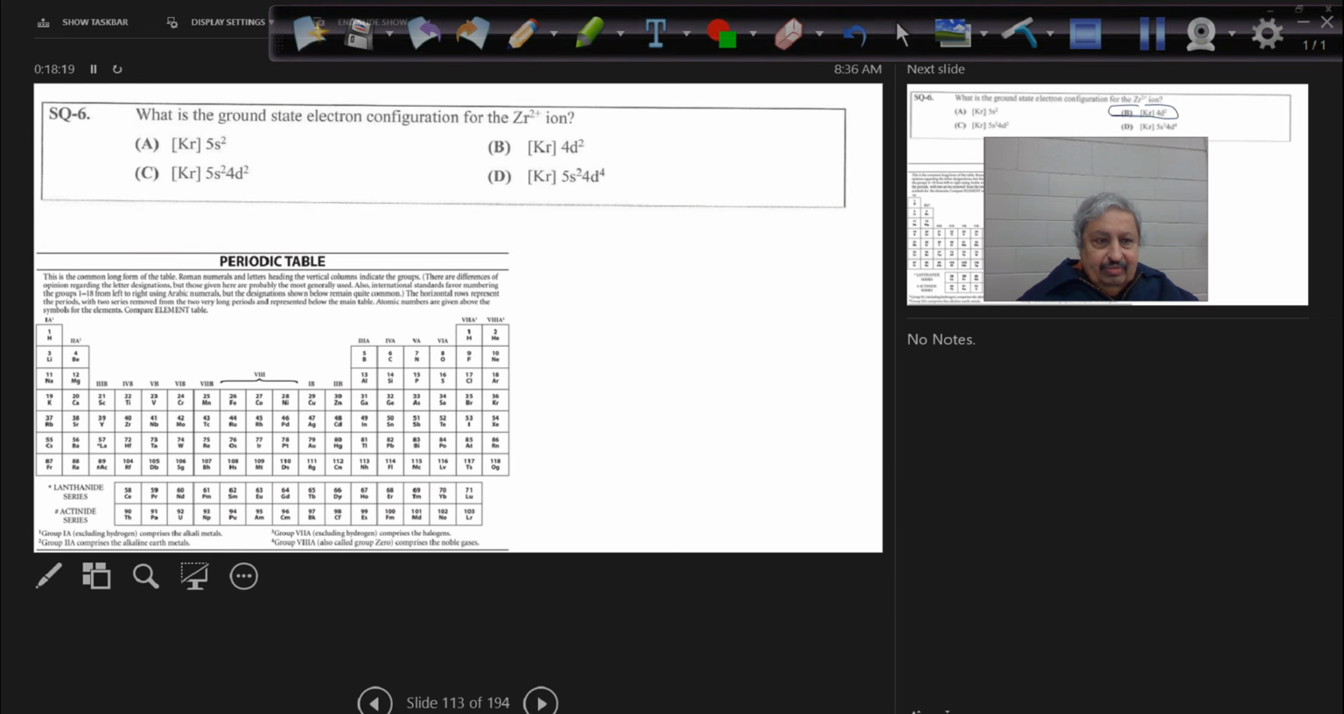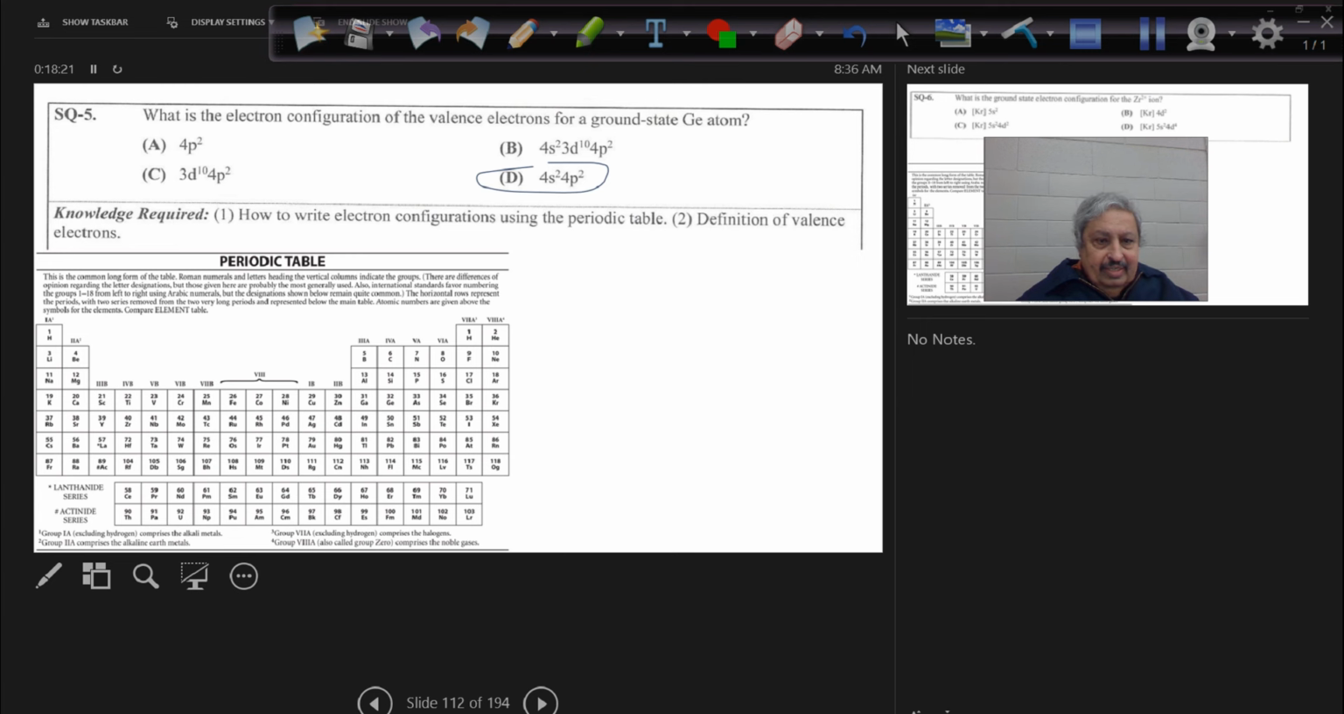Let me get out of the periodic table. Yes, let's take this one here. Maybe one or two of those, and then we'll go for another topic. Correct, guys. So what is the electron configuration of the valence electrons for a ground state of germanium? Well, for germanium, you have to look. Where is germanium? Germanium will come after gallium, which is Ge, correct? Ge is 32.